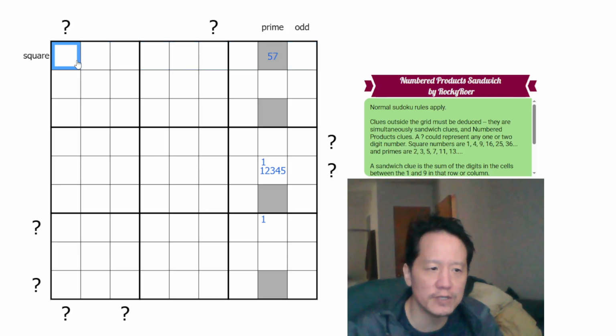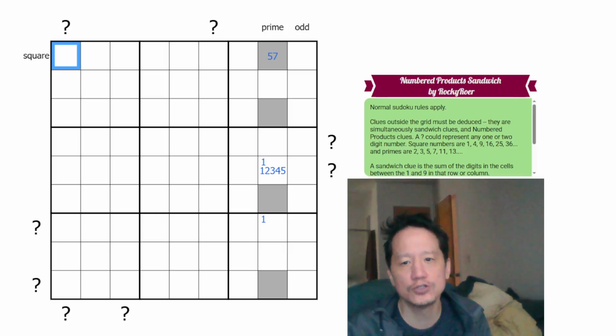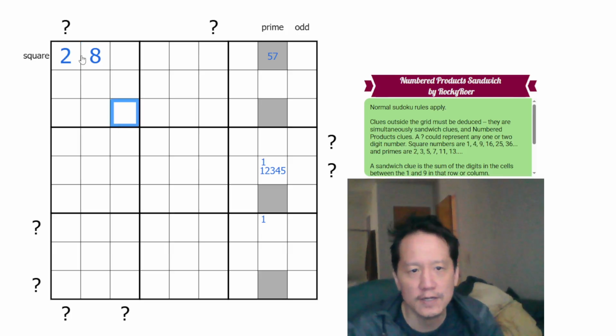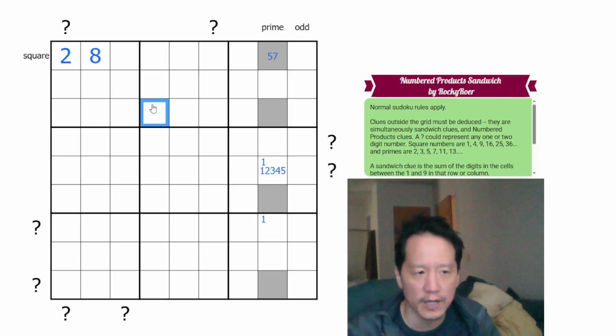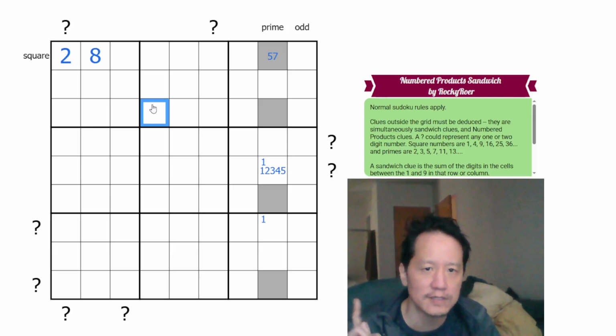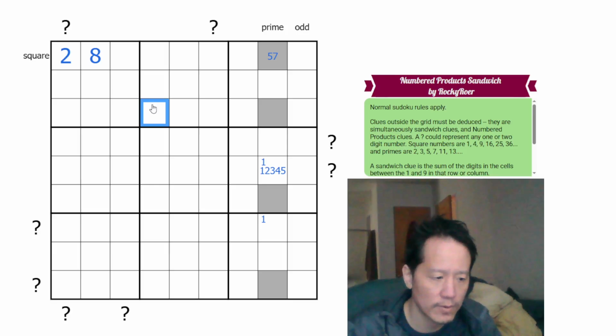So it must be 2 times 8. Well, if you had 8 here, that would mean this would have to be 2, but that's not possible. So therefore, you need 2 here, which means 8 has to be in the second position. So this is 16. In between the 1 and 9 must be 16 worth. We already have 10 outside, so that's 25 left.